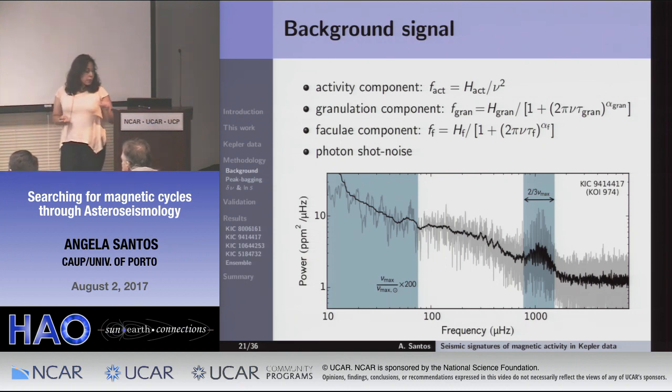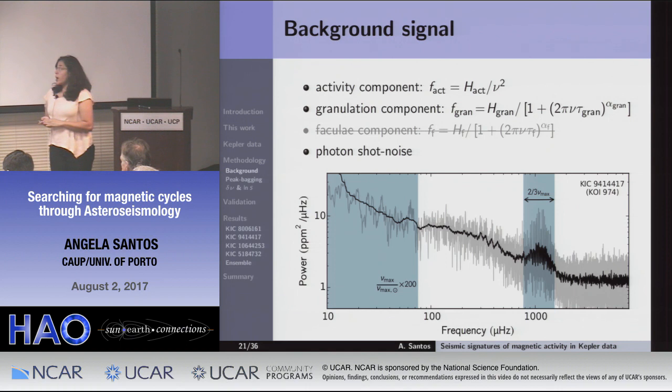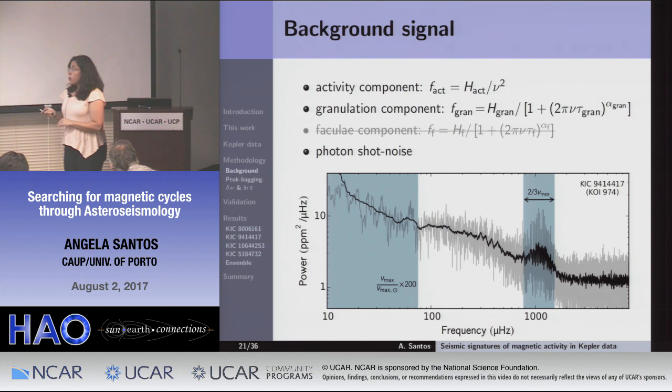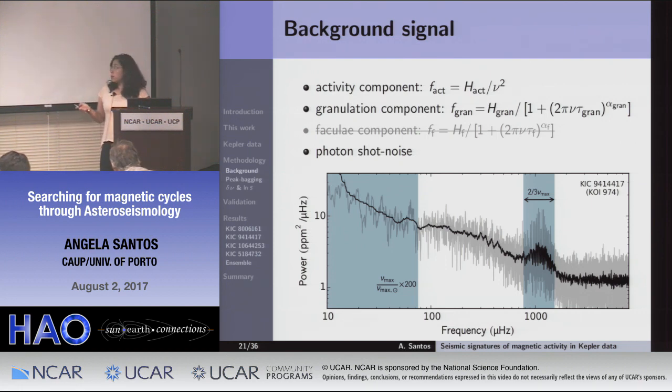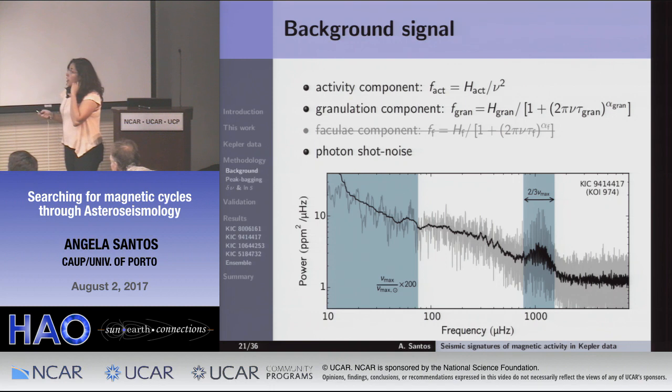And for most of the stars, we found that the second component, the faculae component, is not significant enough, and therefore our final model is composed of only these three components. Just to mention here, the activity component is modeled as a power law. And this is the granulation component, modeled as a Harvey profile. This is the amplitude, the granulation time scale, and the slope of the power law. And this is a constant component.